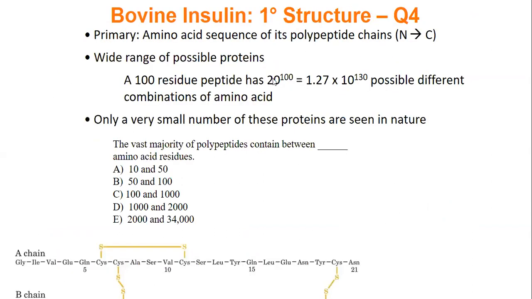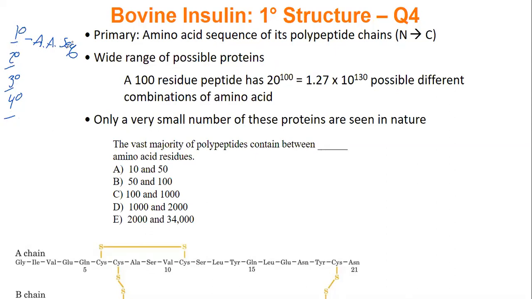So let's briefly talk about primary structure now. So we're slowly getting into proteins proper. And proteins have 4 different levels of structure. They're called primary, secondary, tertiary, and quaternary. Primary is simply the amino acid sequence. From N-terminus to C-terminus, what is the amino acid sequence?